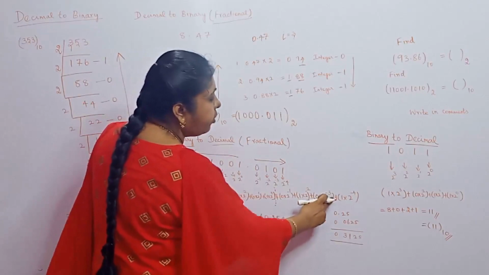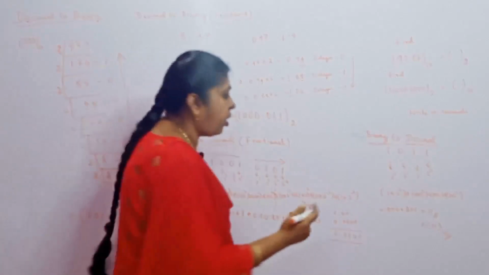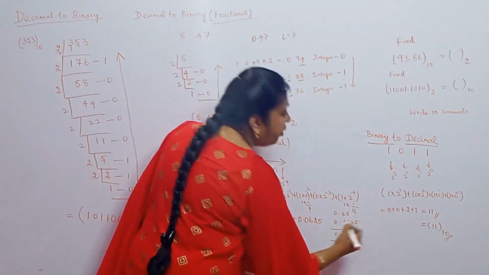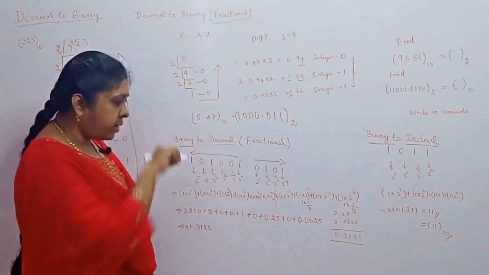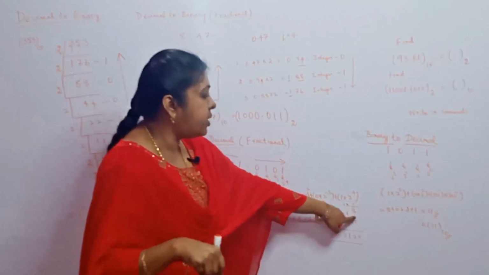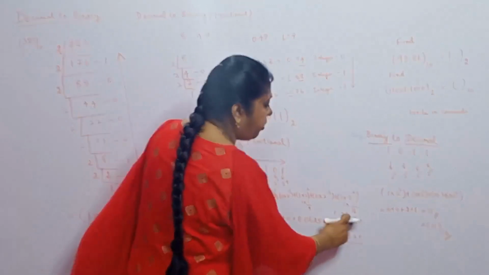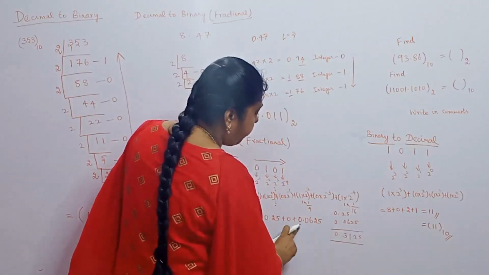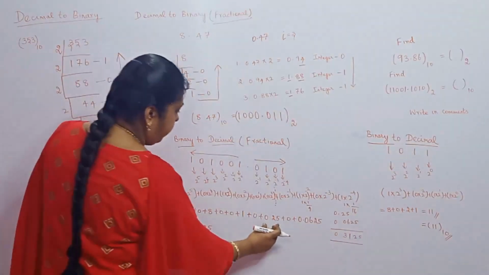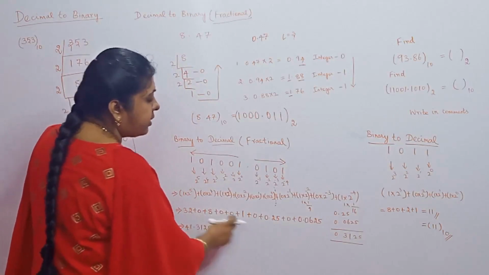And then again 0 into 2 power minus 3, 0. And then plus 1 into 2 power minus 4. How you can calculate is 1 into 1 by 2 power 4 is 16. 2 power 3 is 8, so 2 power 4 is 16. Since we are having negative values, the 16 is written downwards, 1 by 16. So 1 into 1 by 16 gives 0.0625.